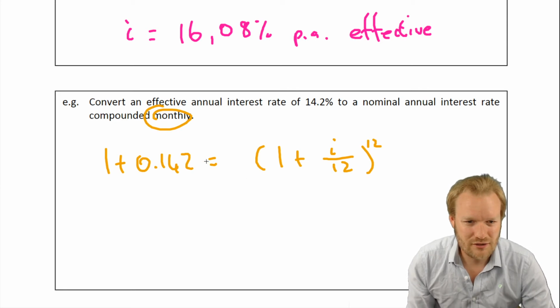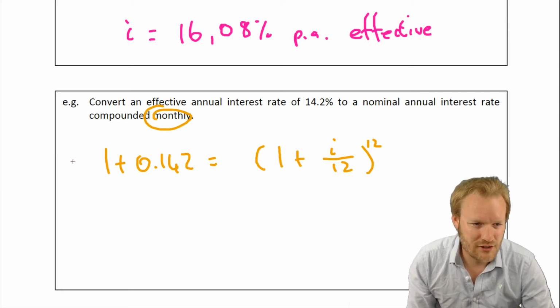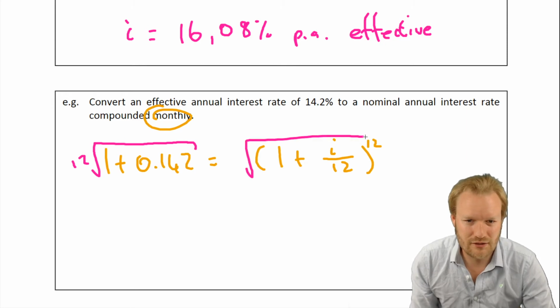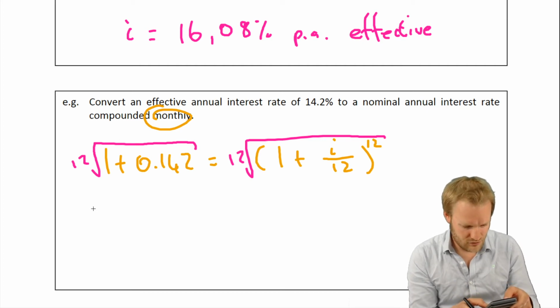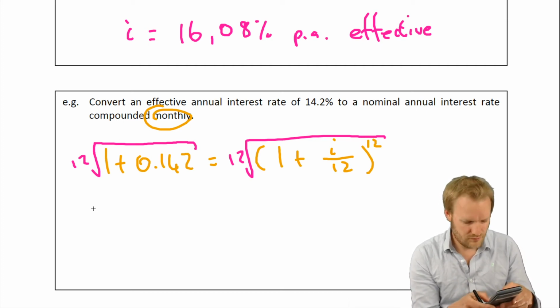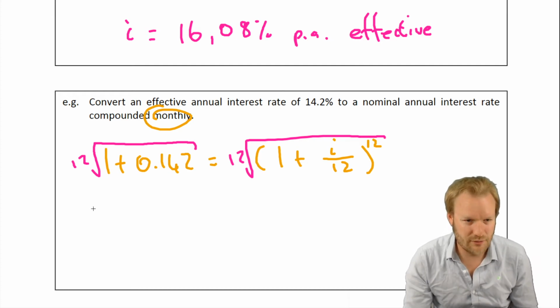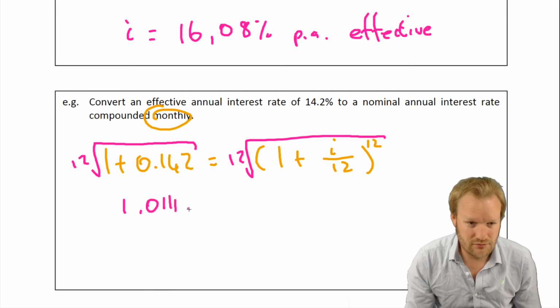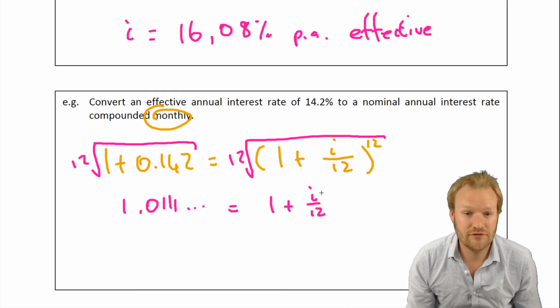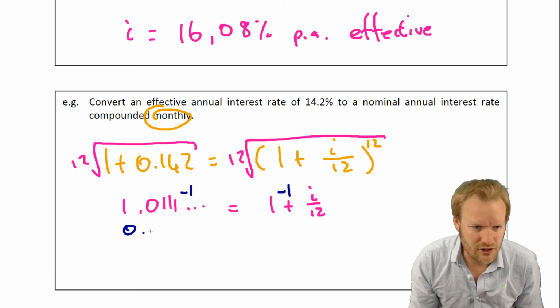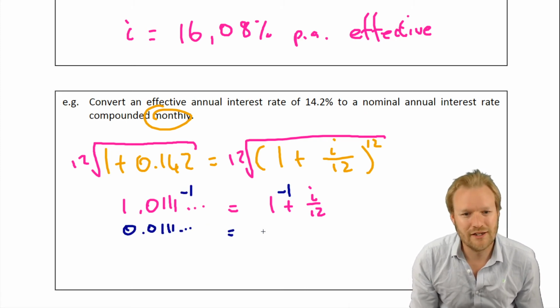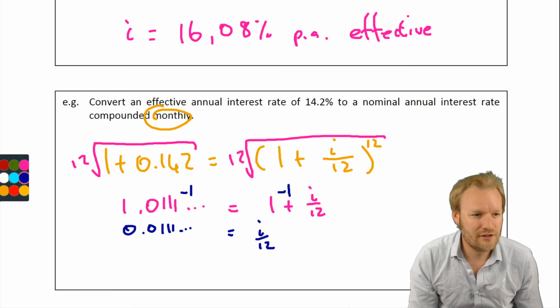Reverse engineer it. Work backwards. Let's get there and see what we get. We're going to have to take the 12th root. So let's take the 12th root of that side, and we're going to do it on both sides. Let's check it out. Shift, 12th root, 1 plus 0.142 equals 1.0111 something or other, which equals just that bit inside there, 1 plus i over 12. Okay, then let's subtract 1 from each side. That's just going to be 0.0111 equals i over 12.